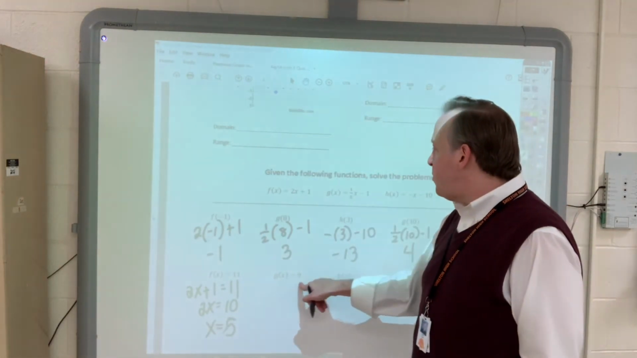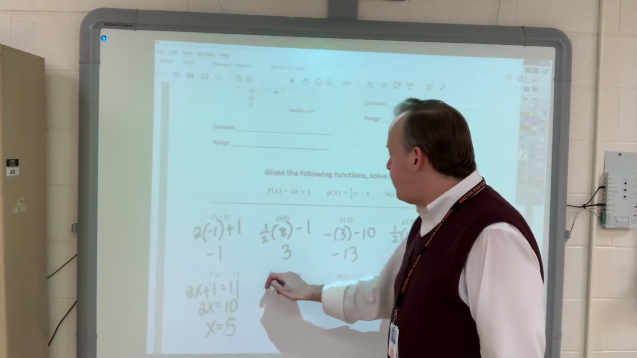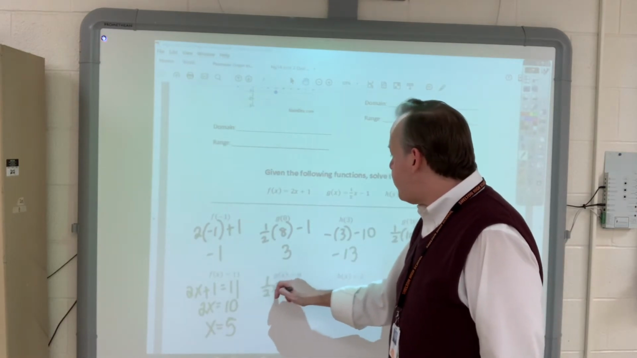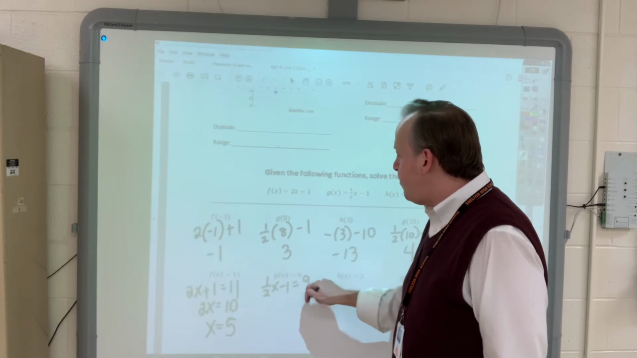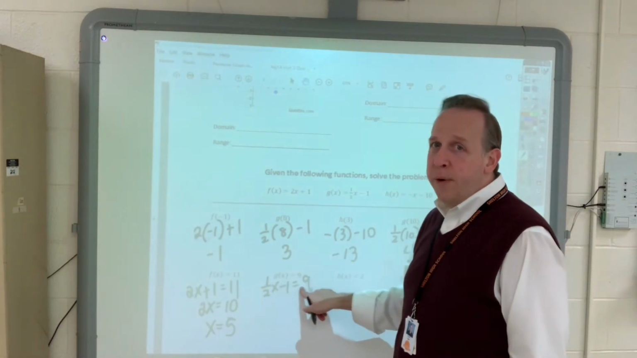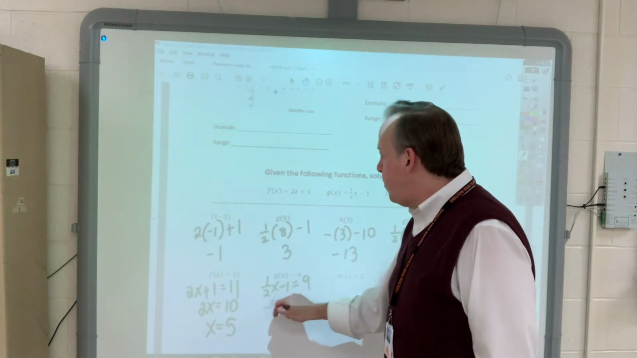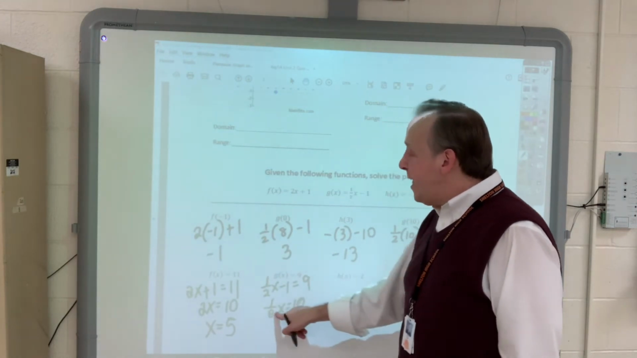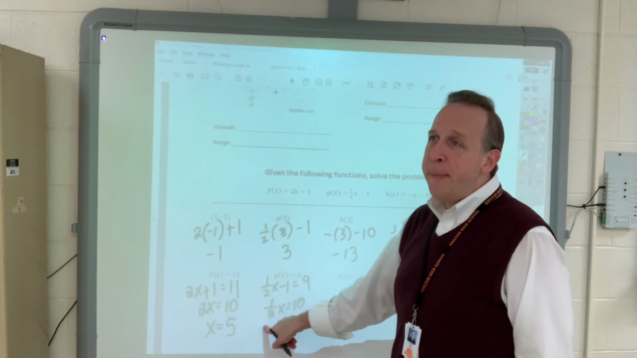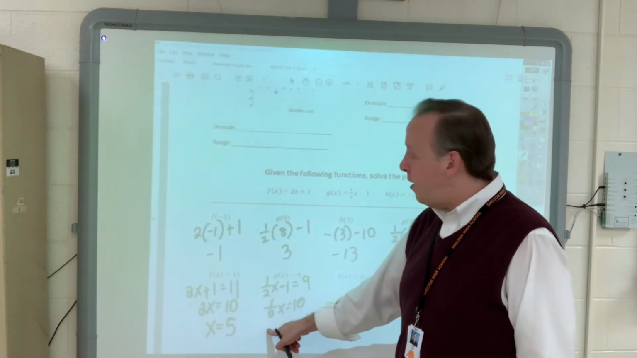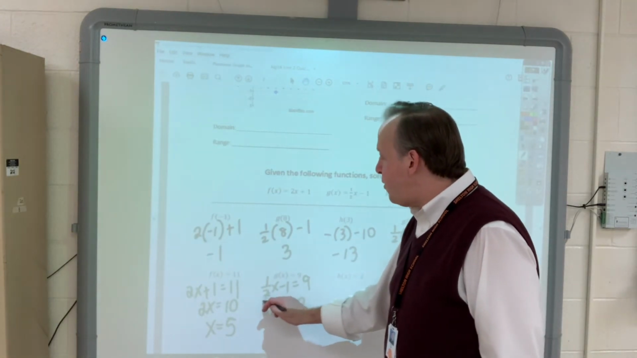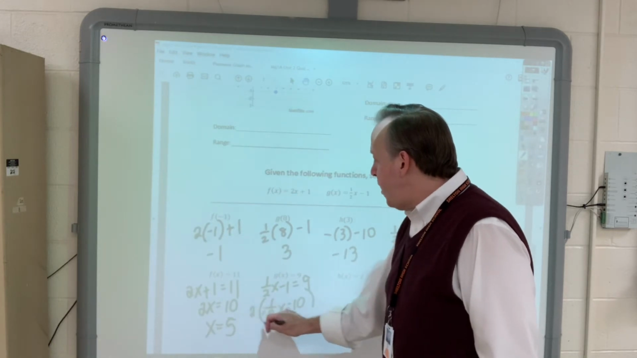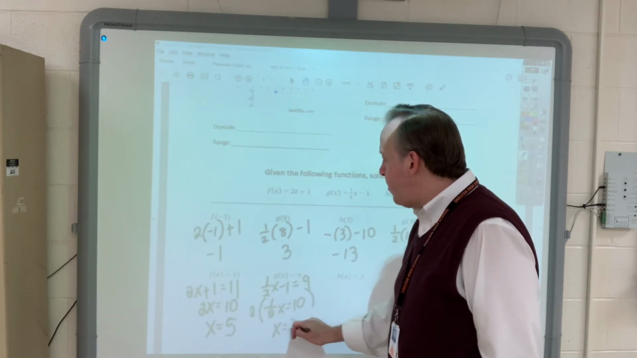For g of x equals 9, you take the g of x function, which is 1/2 x minus 1, and make it equal 9. Add 1 to both sides. 1/2 x equals 10. Clear the fraction by multiplying by the denominator. Multiply the whole thing by 2. And that gives you x equals 20.